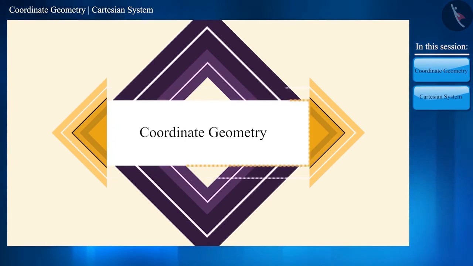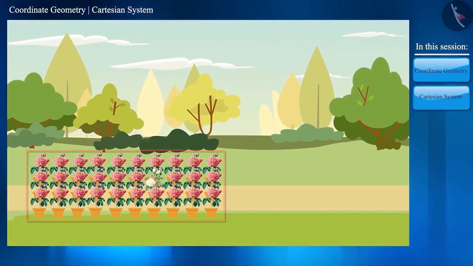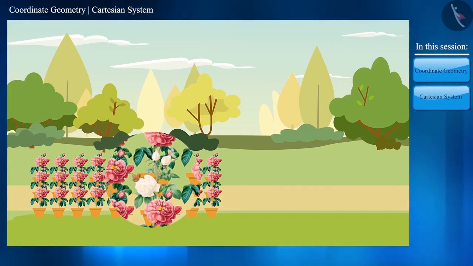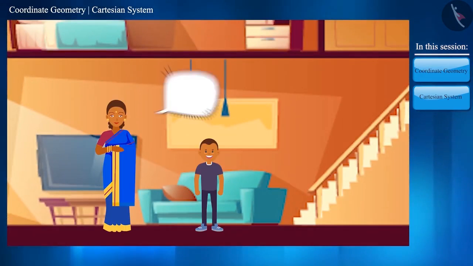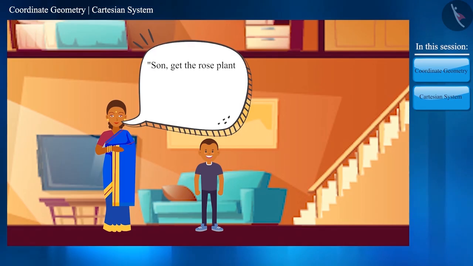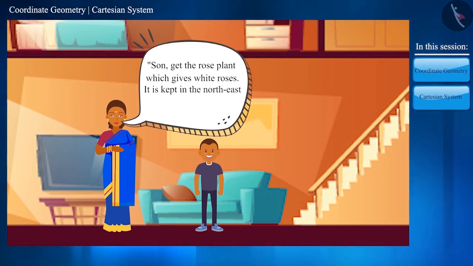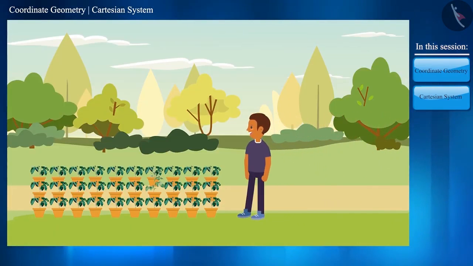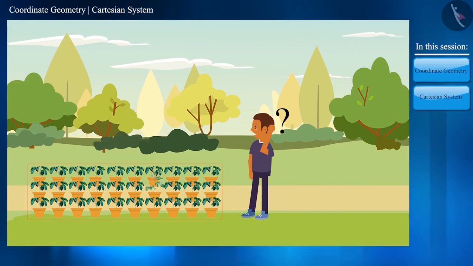Let us start this session with a story. In a field many plants were planted, of which there was only one plant which had white roses on it. Rahul's mother asked him to get the same plant with white flowers. She added that it is kept in the northeast direction of the garden. But when Rahul went to the garden, there were no flowers in any of the plants, which could help Rahul to identify the plant with white colored flowers.